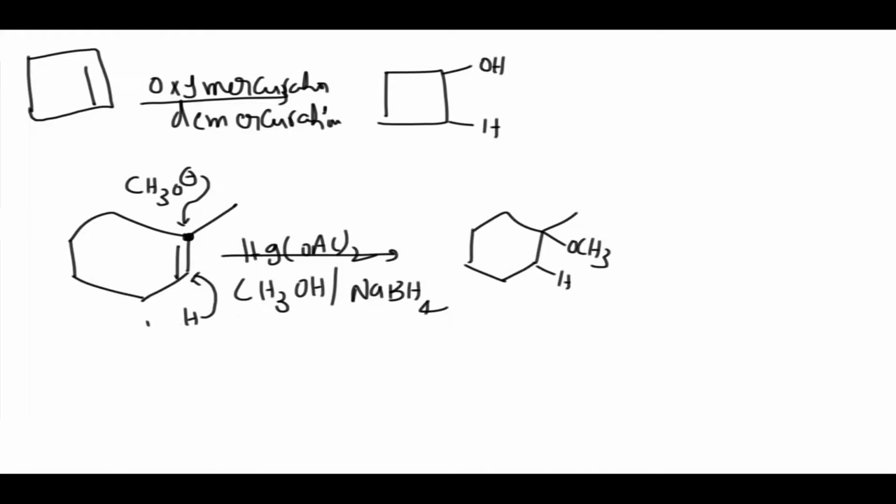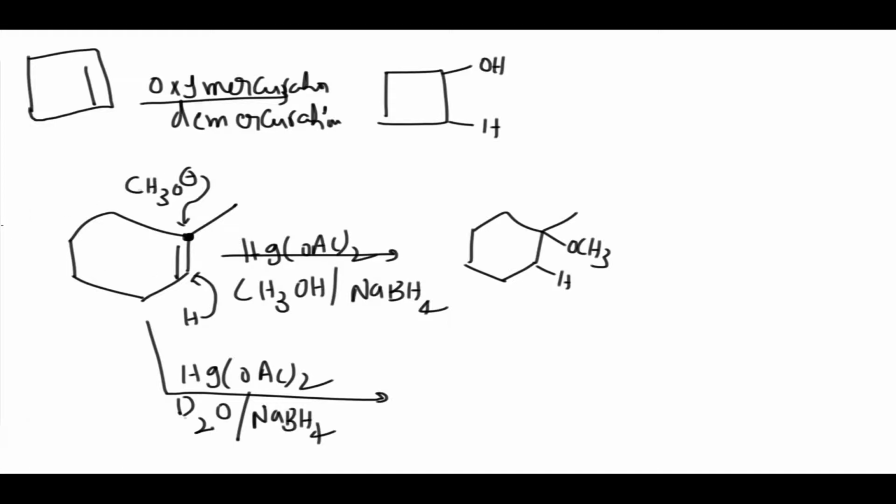Suppose the same thing is treated with HgOAc twice, and you add D2O followed by NaBH4. In this D2O, what is the nucleophile? OD minus. So OD minus attaches there, and from NaBH4 hydrogen is attaching here. The possible product is OD here, and hydrogen here. Okay, so let me take another example.